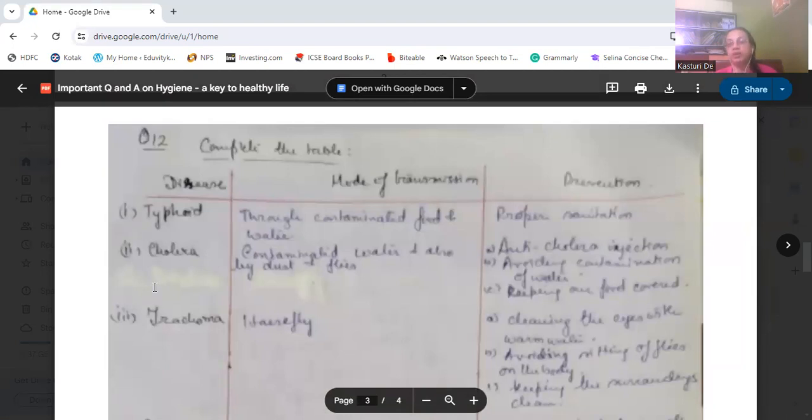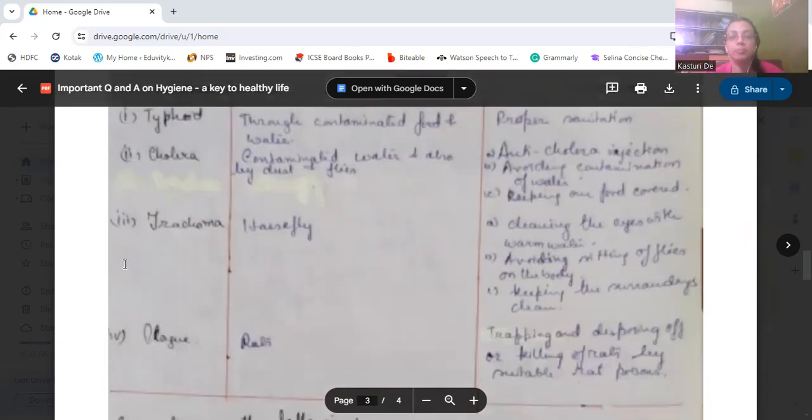Trachoma is a disease which is transmitted by housefly. It's an eye disease. So prevention will be, we should clean our eyes with warm water. And as it is transmitted by houseflies, we should avoid flies sitting on our body and also keep the surroundings clean.